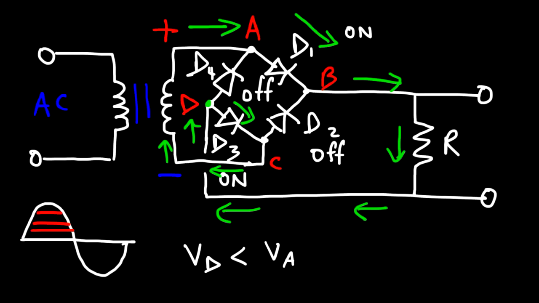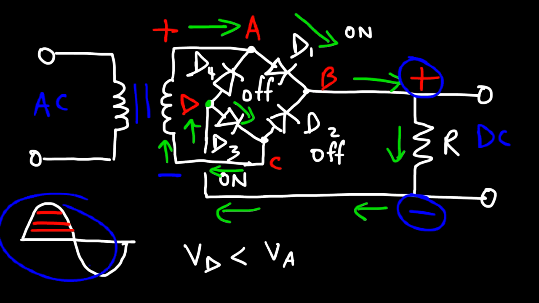Now, let's focus on the resistor. We said that current flows from a high potential to a low potential. So the top part of the resistor is at a higher potential than the bottom part of the resistor. Now, in order for us to get DC current or direct current, the polarity of this resistor must remain the same for both the positive half cycle of the AC sine wave and the negative half cycle of the AC sine wave. So we see that it's positive at the top for the positive half cycle. Let's see if it's going to remain the same for the negative half cycle.